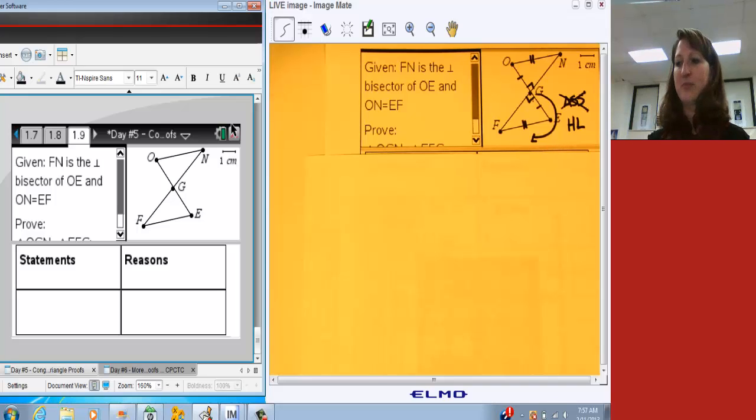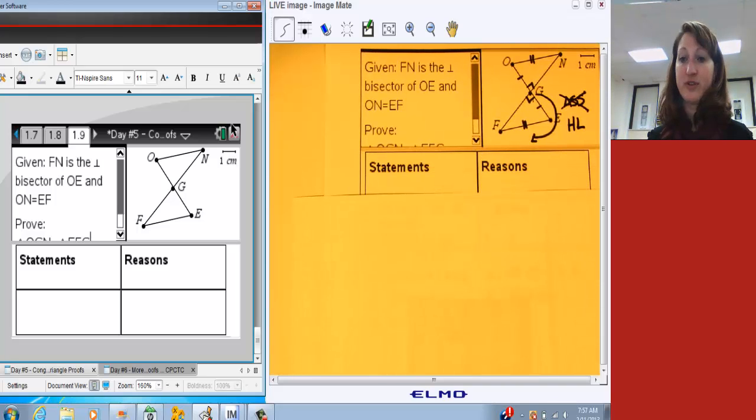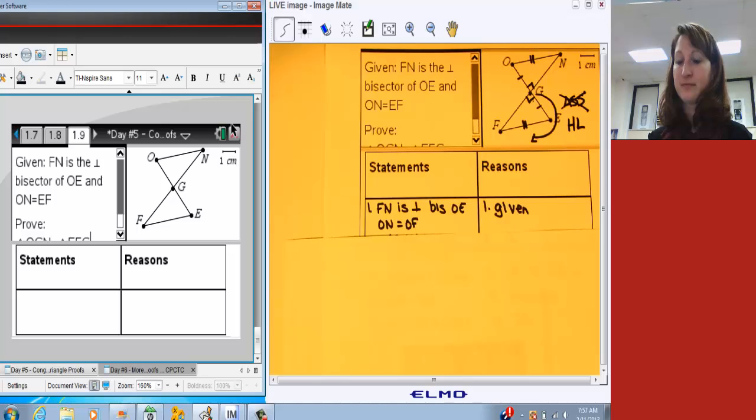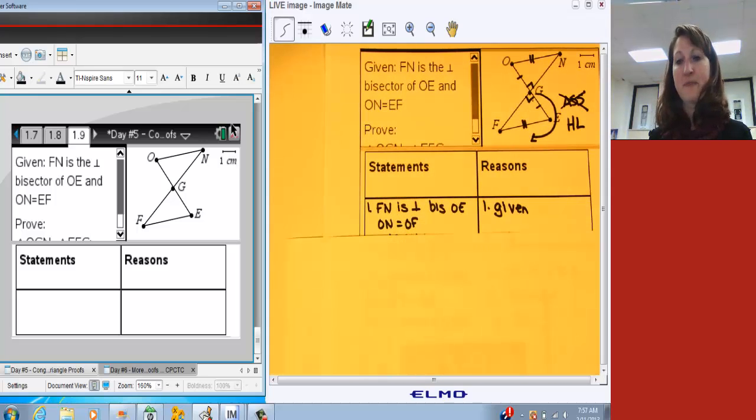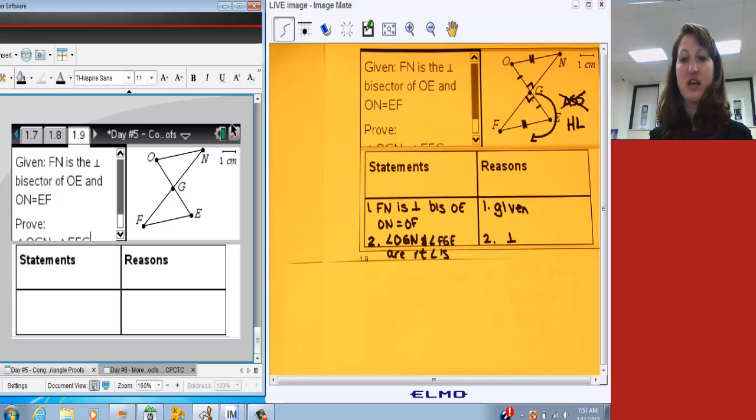Alright, so how do we write that up? Well, again, we start off with our given information, and then we take a look at the stuff that we are given and see how we can use it. Well, FN is the perpendicular bisector of OE. That tells me that OGN and FGE are right angles. The reason I know that is because that's what perpendicular means. Now, if they're right angles, that means that they're equal. So the next thing that I can say is that those angles are equal because all right angles are equal.